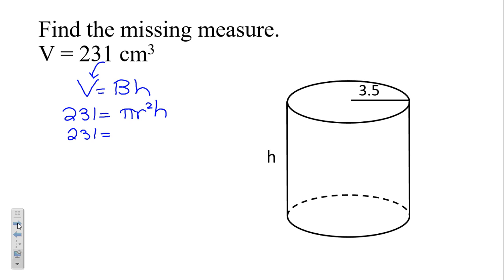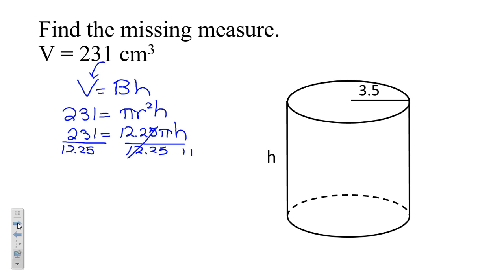What's the radius? 3.5, so we're going to square 12.25. So 12.25 times pi times h. So how do we get the h all by itself? We have to divide by 12.25. And what else?